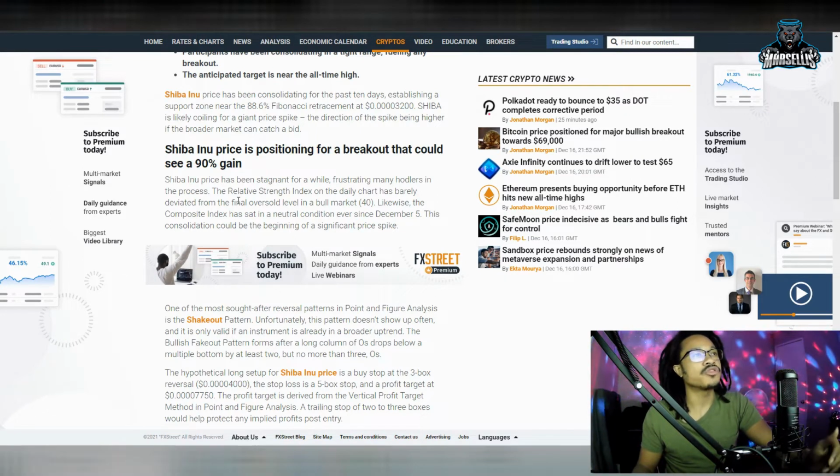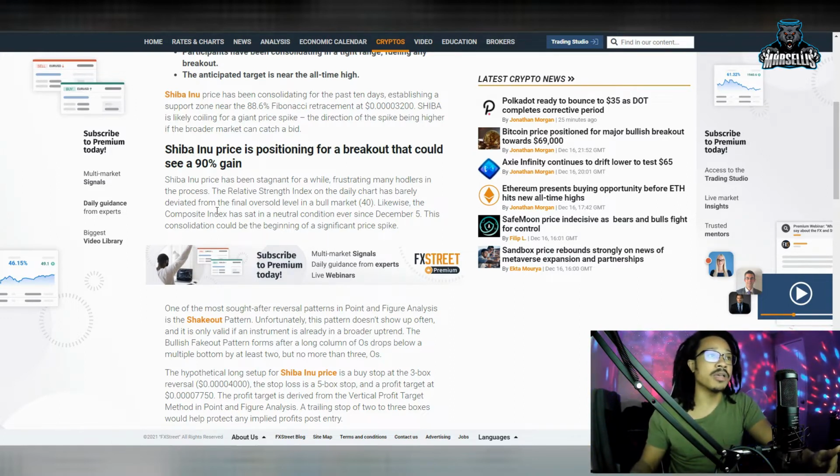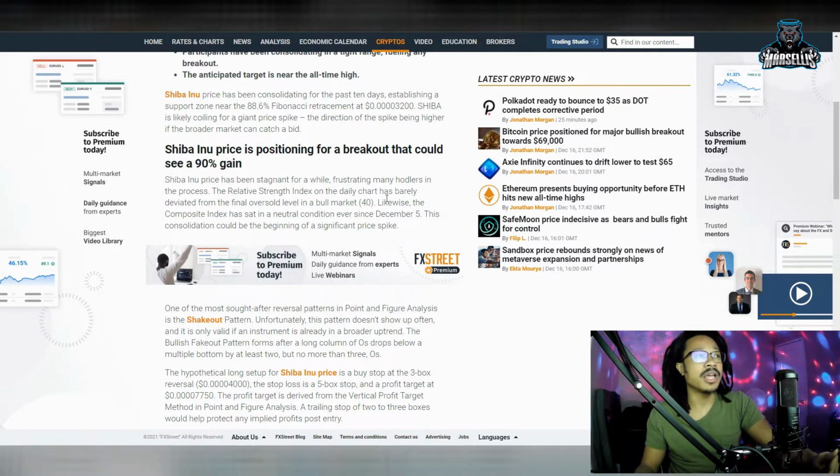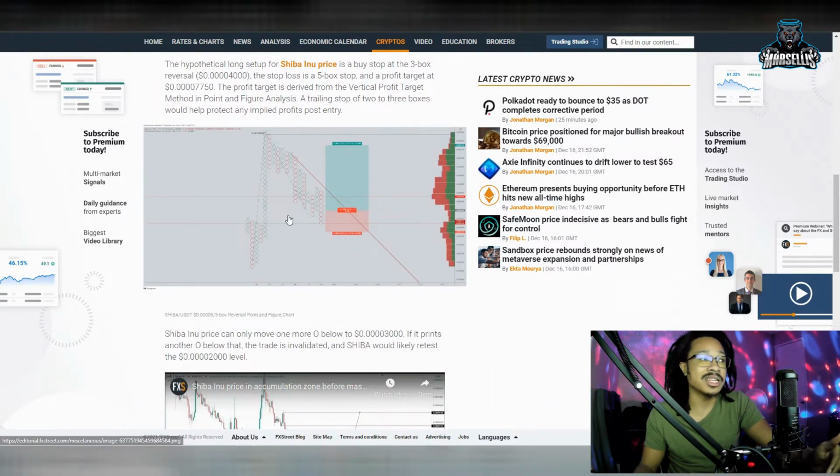So the relative strength index on the daily chart has barely deviated from the final oversold level in the bull market. Likewise, the composite index has sat in a neutral condition since the 5th of December. And pretty much they're saying we've been consolidating since then.